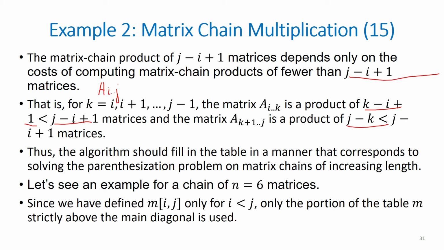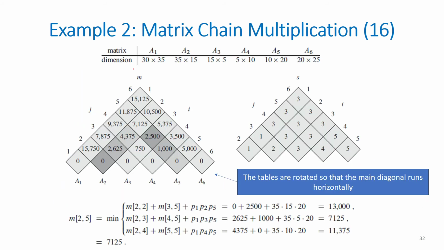Let's see this in action using a matrix chain of 6 matrices. Since we are only interested in the values of i less than j, we do not include the entries for the values i greater than or equal to j in the table m. So in this table, we have the 6 matrices that we want to multiply and their corresponding dimensions. The m and s tables are also shown over here. They have been rotated so as to eliminate the diagonal and remaining part of the table which are unimportant.